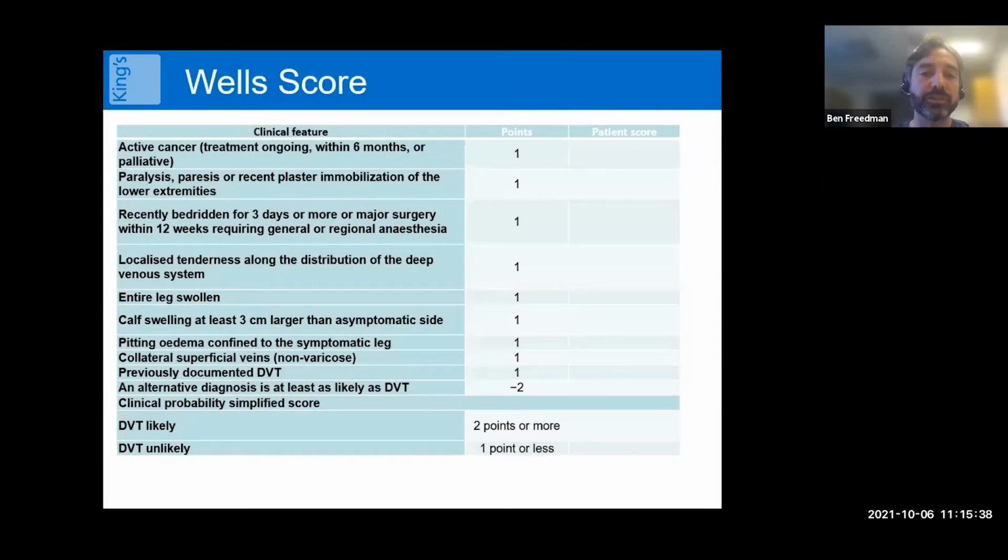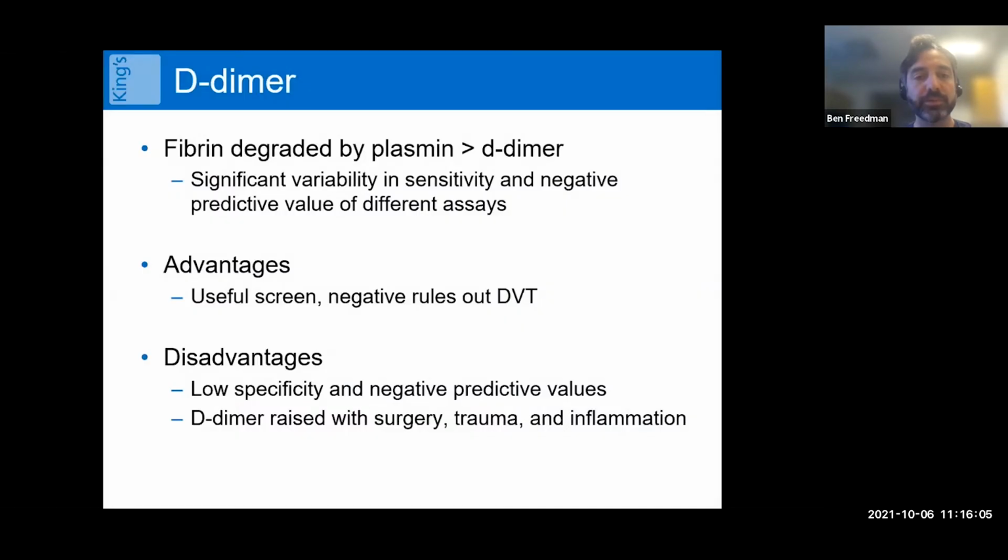And that's why we need to move on to try and get a better understanding of the likelihood of a patient having DVT. The pretest probability scores, classically the Wells score, is used, and that helps to kind of triage patients a little bit, but in and of itself is not wholly reliable. So we do need to move on to testing.